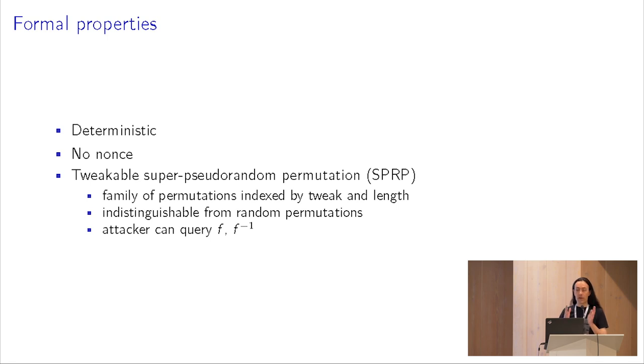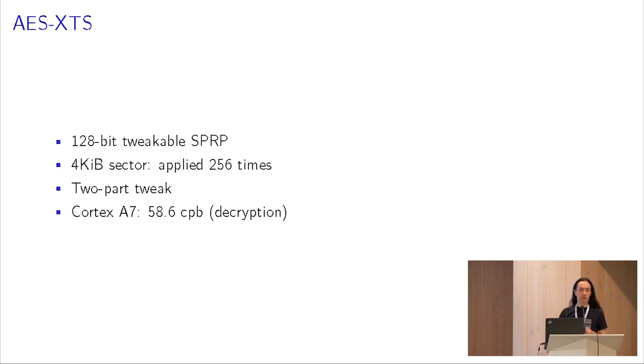For every sector, we want there to be a bijection between the plaintext and the ciphertext, which is indistinguishable from a random permutation. And for all of those sectors, we want it to be a family of permutations that's indistinguishable from a family of random permutations. And that's assuming the attacker has access to the encryption and decryption functions.